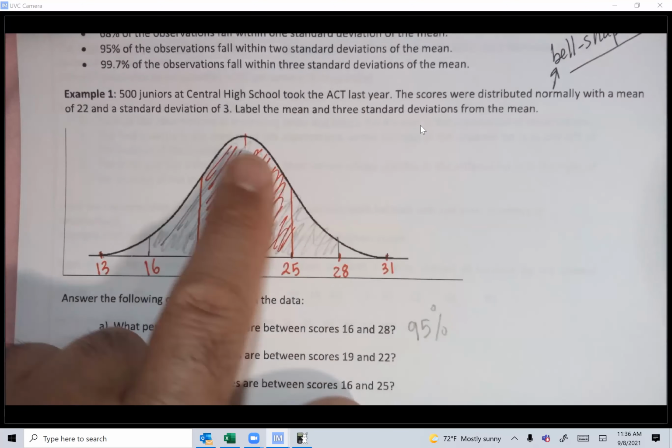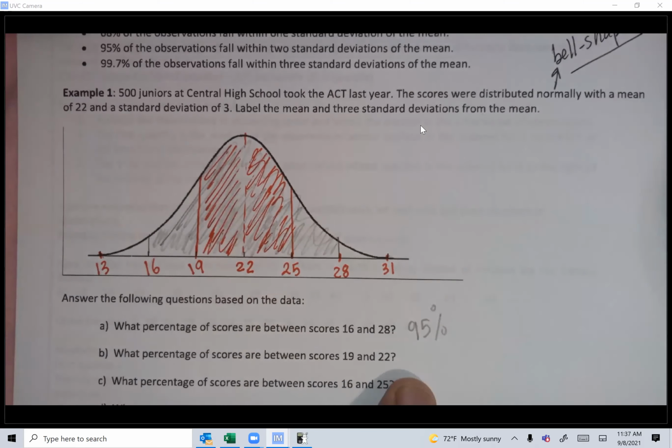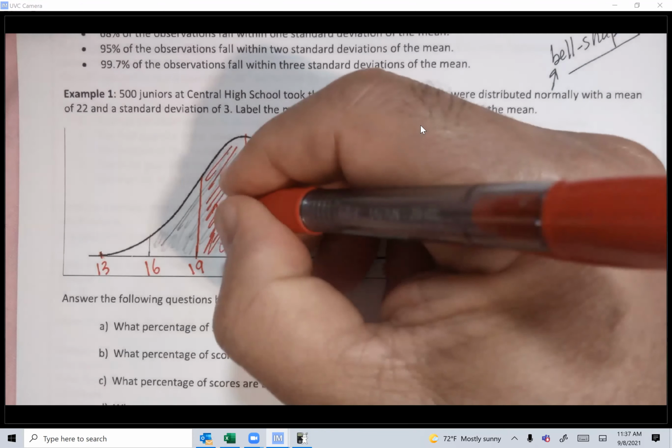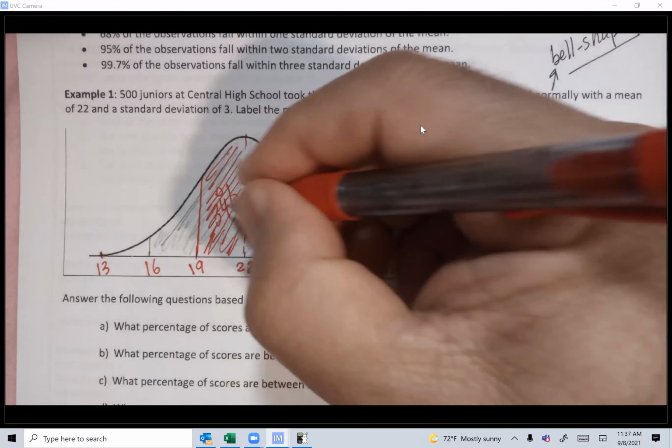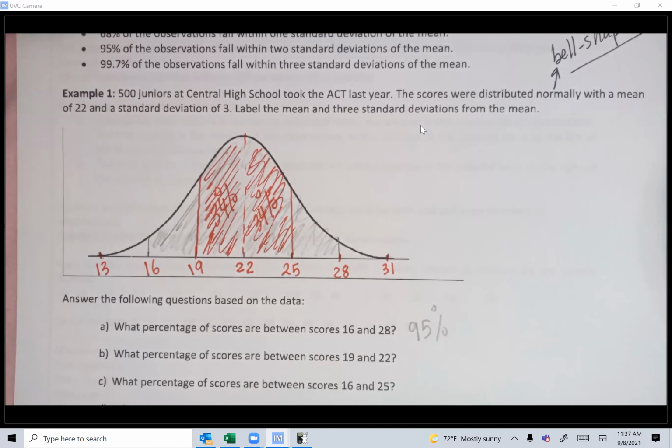The 68 is all the red. If I want this part only, what would that be? What do you do with the 68%? Divided by what? By 2. So that's a 34%. And that's a 34%. So that would be 34%, guys.